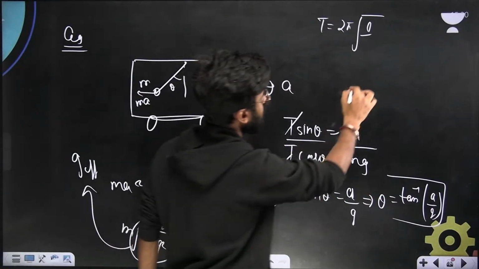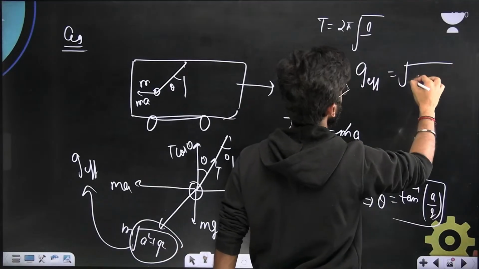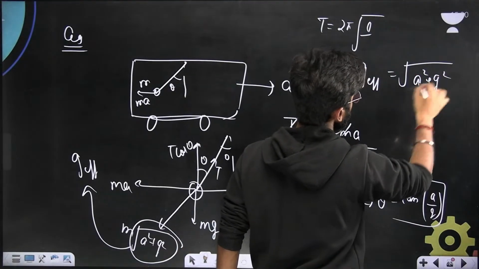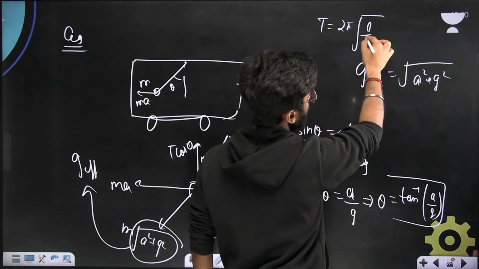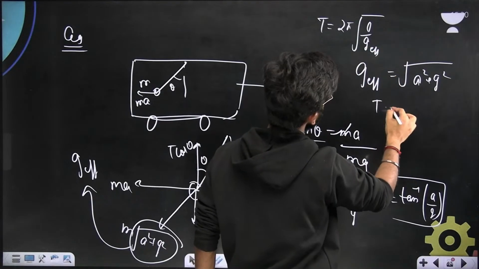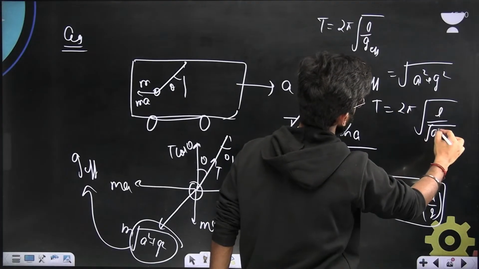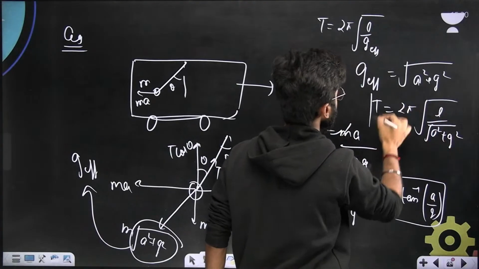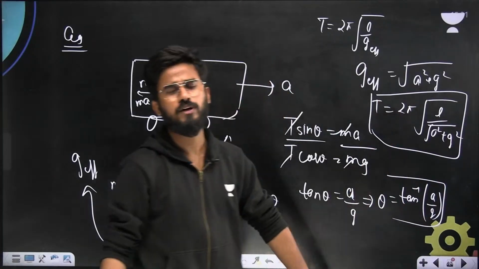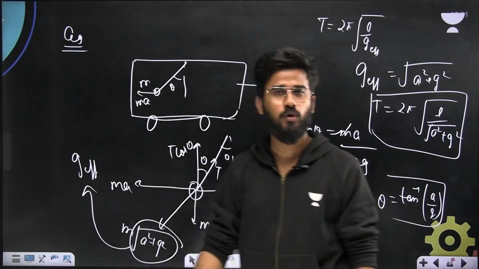So g effective is under root a square plus g square. So here we'll put the g effective instead of g. So T is equal to 2 pi under root L by under root a square plus g square. So this is the time period. So it can be asked also. He can ask the time period, he can ask that theta, whatever it is. Okay.